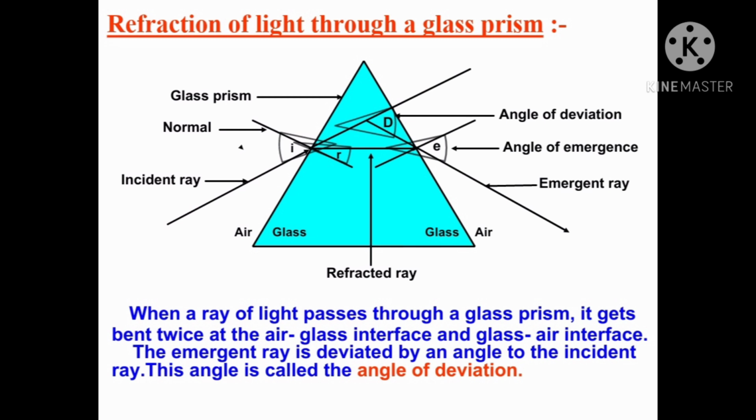Now let us discuss our next article, article number 11.3, refraction of light through a glass prism. When a ray of light passes through a glass prism, it gets bent twice, first at the air-glass interface and second at the glass-air interface. The emergent ray, which is deviated by an angle to the incident ray, gives the angle of deviation.